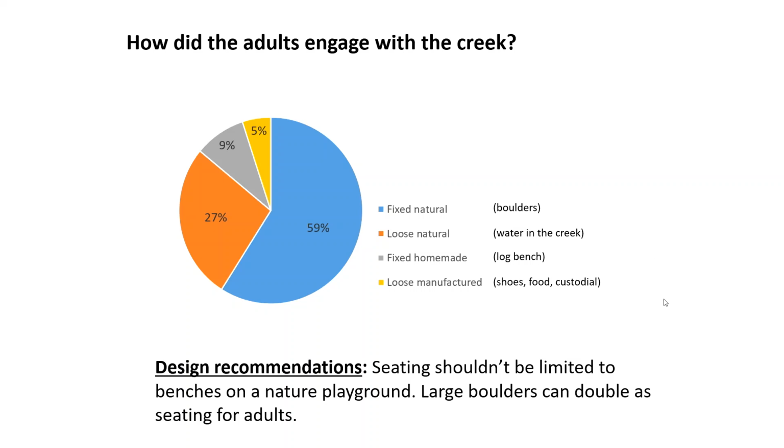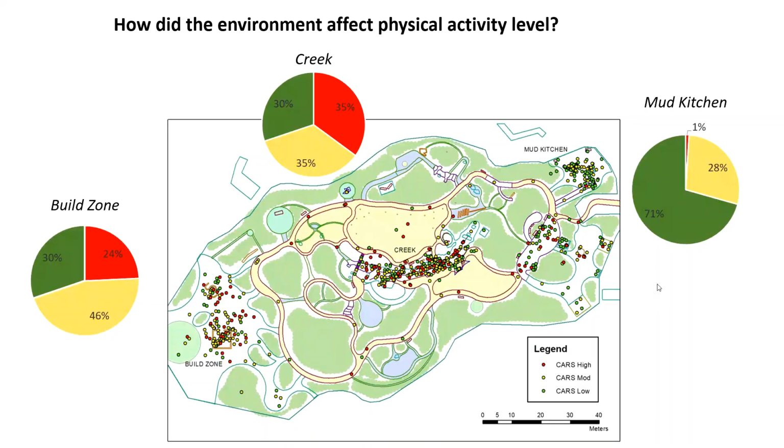Okay, so I talked to you about CARS, the Children's Activity Rating Scale. It's on a scale of 1 to 5. And so what happens is we collapse the numbers together. So when we say CARS high, that's a high level of physical activity that represents 4 and 5. CARS moderate is 3, and CARS low is 1 to 2, right? So low physical activity, moderate, and then high.